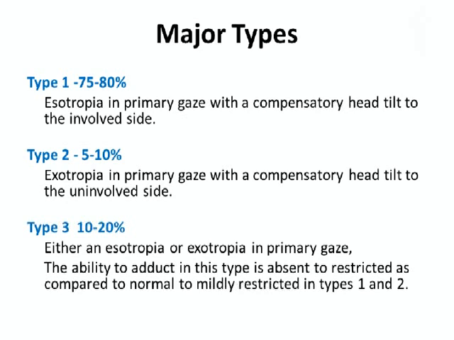So the major types will be type 1, 2 and 3. In type 1, the eye will be esotropic in primary gaze, and abduction will be restricted with narrowing of the palpebral fissure on adduction. In type 2, there will be exotropia with adduction restriction and abduction will be normal. And in type 3, either esotropia or exotropia might be present.